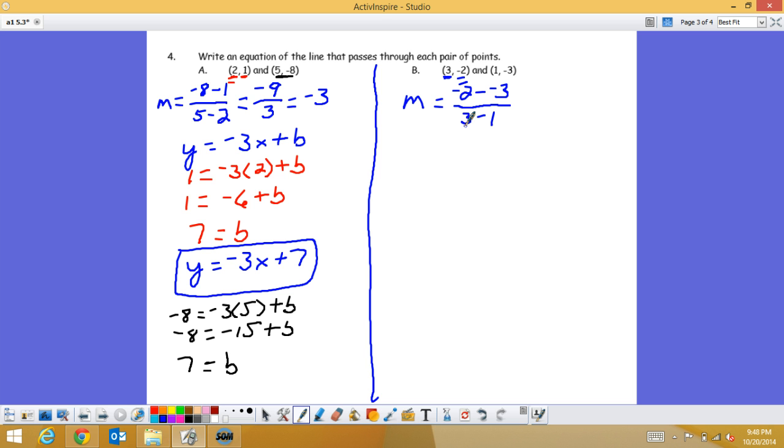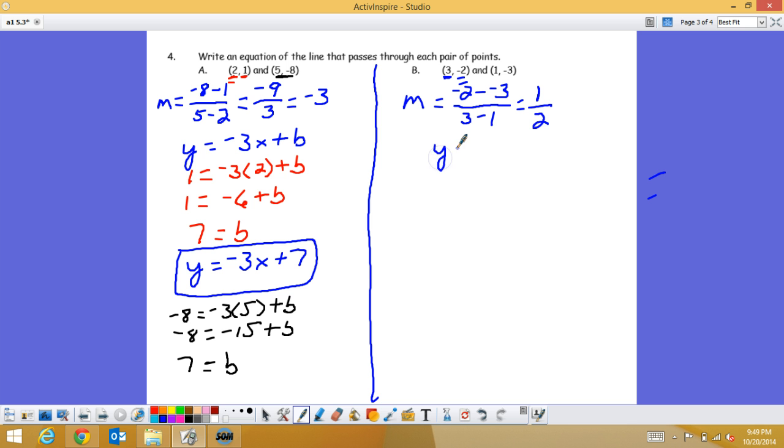If you notice over here, since I started with the -8 on top, I started with its partner x-coordinate in the bottom. So just be careful that you're keeping that order straight when finding slope. What will happen if you do switch those around is that you will end up with the wrong sign. So just be very careful of that. On the top we have -2 minus -3, which becomes -2 plus 3, which is 1. And in the denominator, 3 minus 1 is 2. So the slope is 1/2.